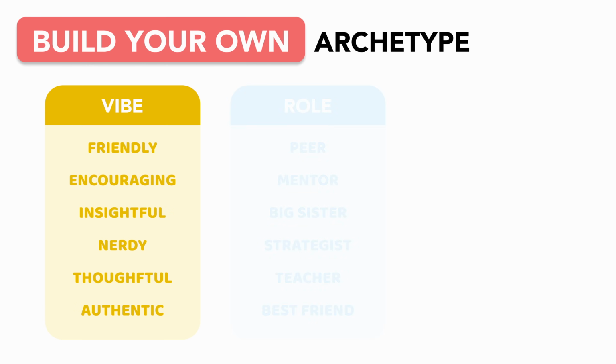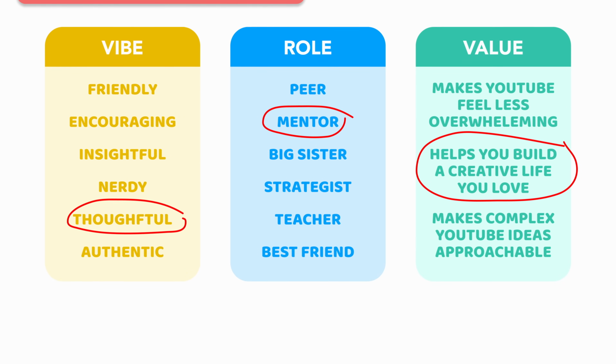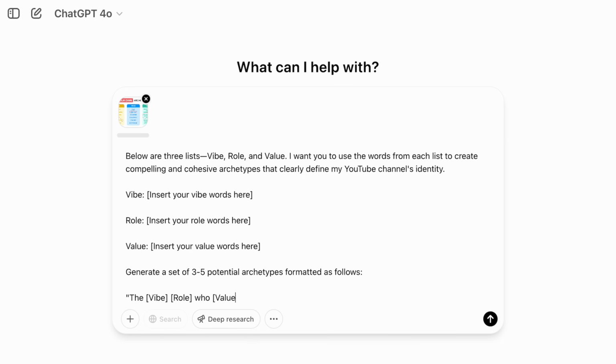After you have the vibe, role, and value lists, pick a word or phrase from each column to assemble your YouTube archetype. And as a hot tip, if you're having trouble picking the exact right words, ChatGPT can be a big help. Just give it your lists and ask it to generate some possible archetypes that fit.